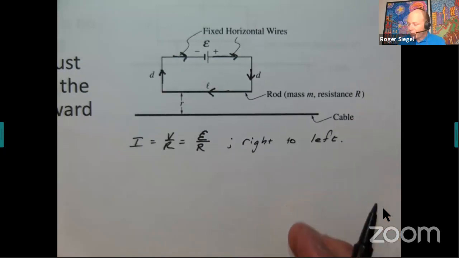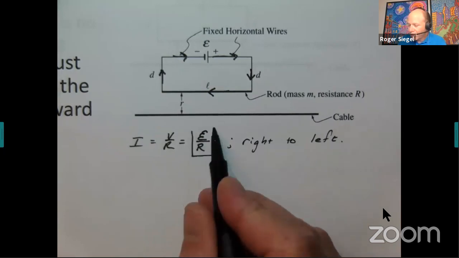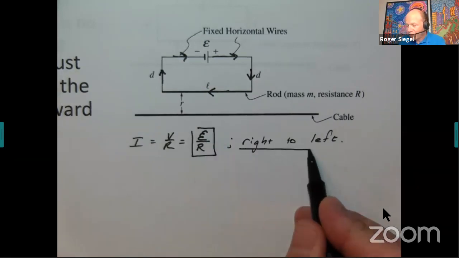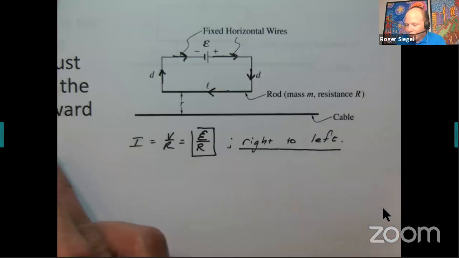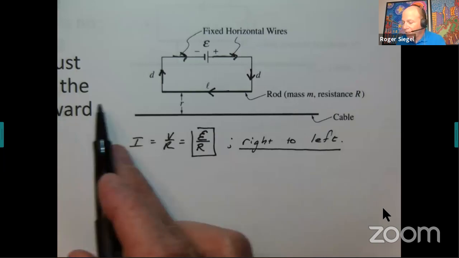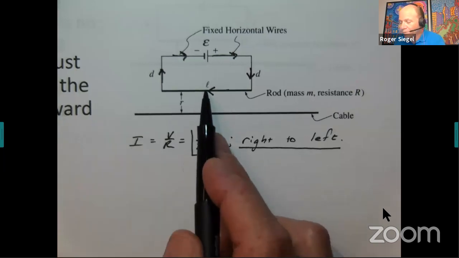So that is the magnitude and direction of the current in the rod. Now, in which direction must there be a current in the cable to exert an upward force on the rod?